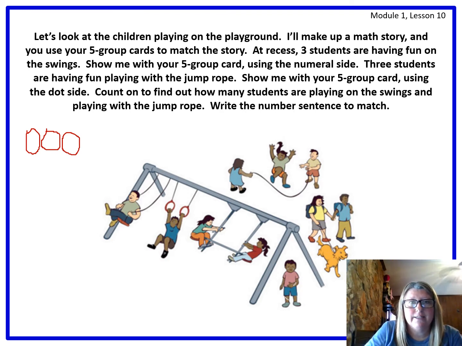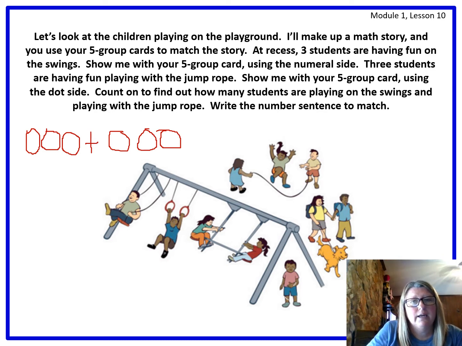Okay? And at recess, 3 students are having fun. Oh, I just read that, didn't I? Now, 3 students are having fun playing with the jump rope. All right, so I'm going to draw 3 more circles. Okay? Count on to find how many students are playing on the swings and playing with the jump rope. So now I'm going to add these 2 and see how many are on the swings and how many are playing with the jump rope.